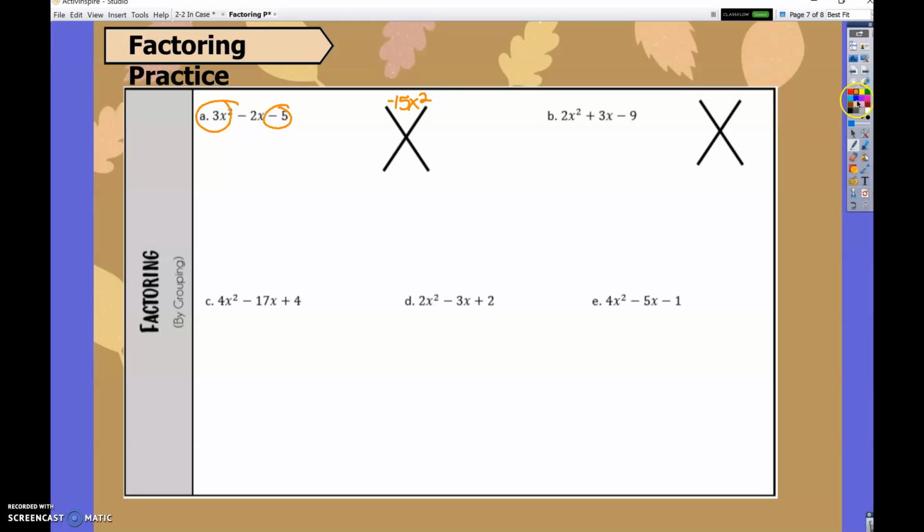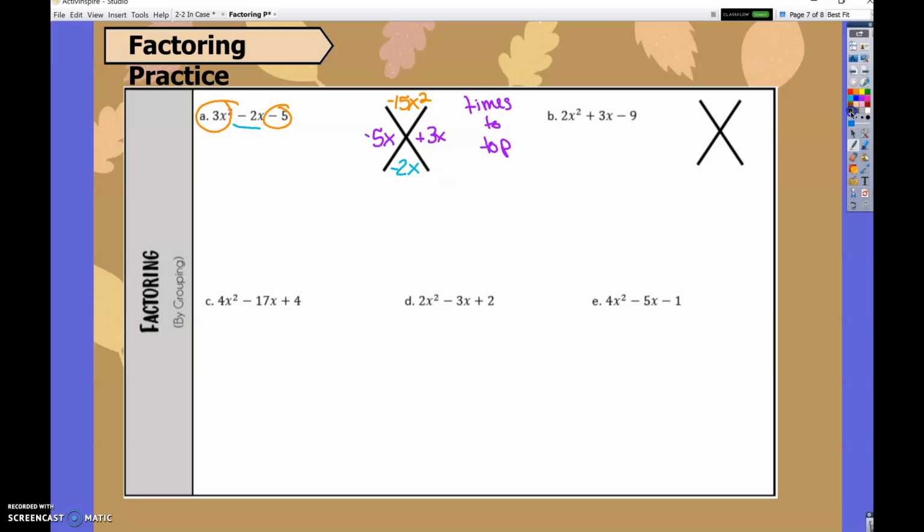And our middle term still goes in the bottom, so our negative 2x goes down here. We're going to think of two numbers that might multiply to negative 15 and add to negative 2. I always like to think times to the top, lots of t's, but it's going to multiply to that top number. So again, like the last problem we just did, if I take negative 5 times positive 3, I'll get my negative 15, and it will add to negative 2x.